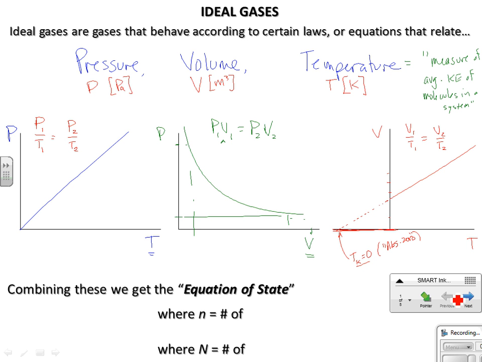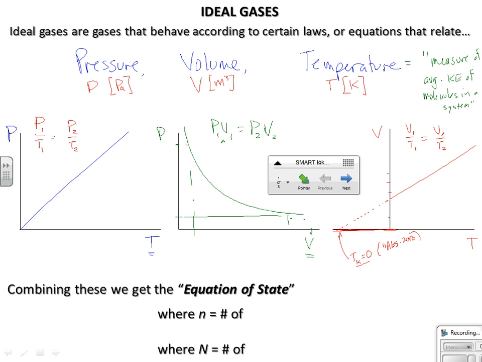That's because if temperature is actually absolute 0, molecules have 0 kinetic energy. They don't move at all. There are no collisions between molecules and the walls of a container, and therefore the gas doesn't occupy any volume at all.